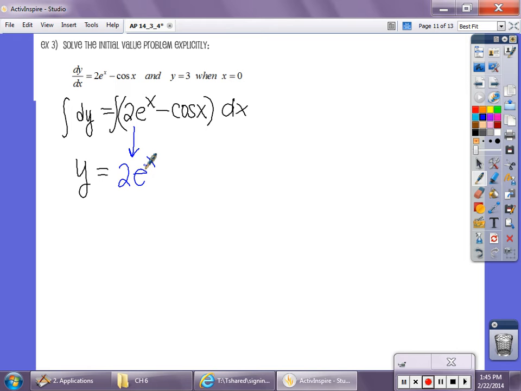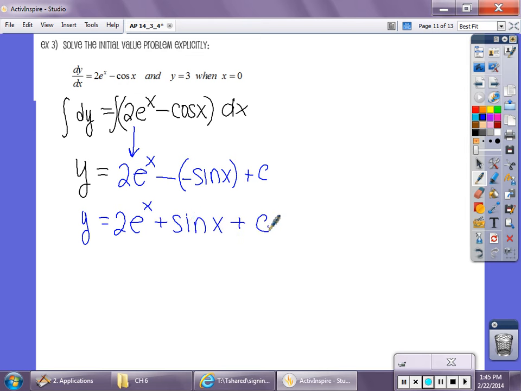The 2 comes down, e to the x, the integral is itself, and then negative cosine of x, we would do negative, the integral of cosine would be negative sine of x, and then plus c, so you end up with y is equal to e to the x plus sine of x plus c, and then over here, my initial value is y of 0 equals 3. Please remember that's your x and that is your y value.